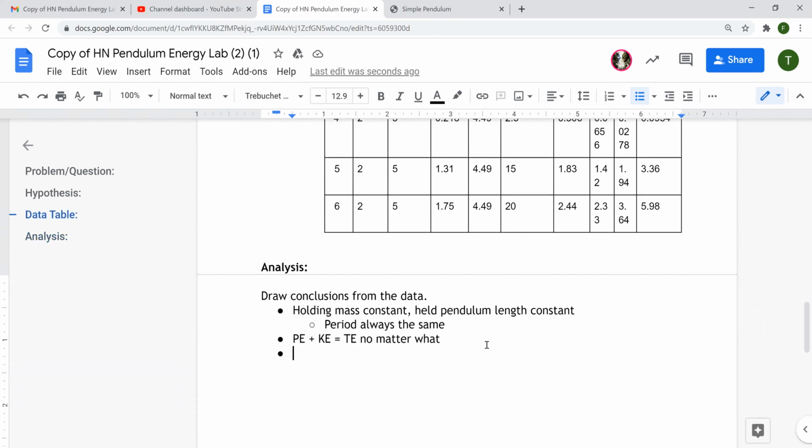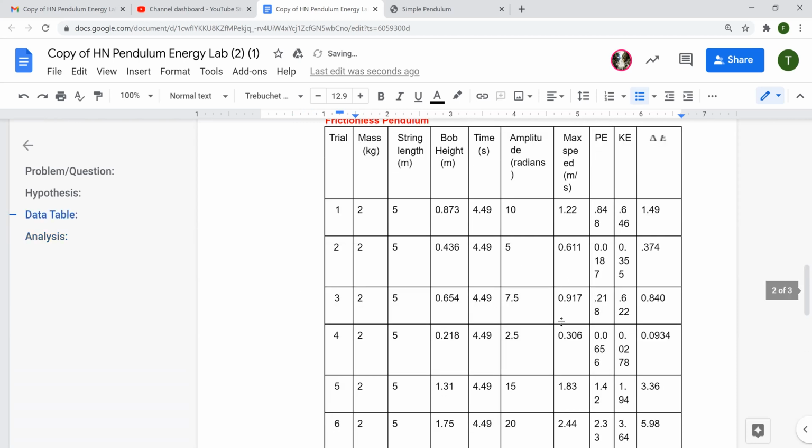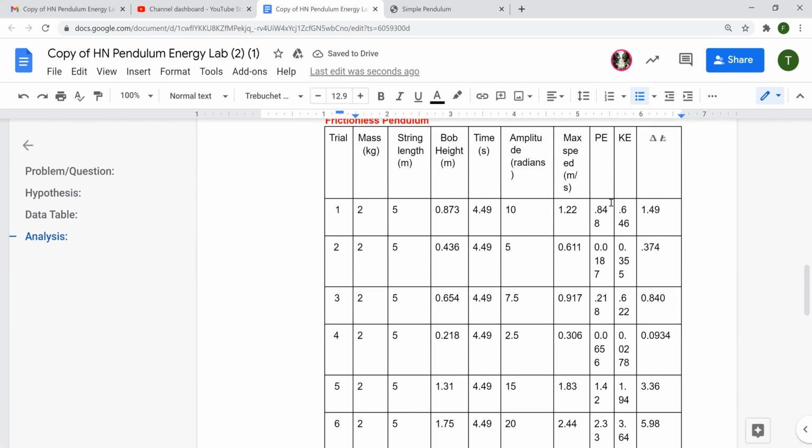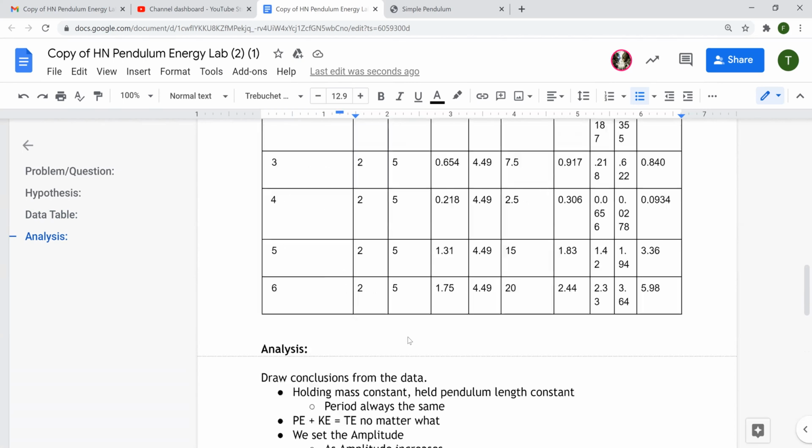We set the amplitude. So you need to say things like, as amplitude increases... Well, what else did we notice? We noticed max speed increased. Total energy increased. What about potential energy? Potential energy and kinetic energy are part of total energy, so you can break those up and say they both increased because they did, or you can just say total energy. The bob height also increased.